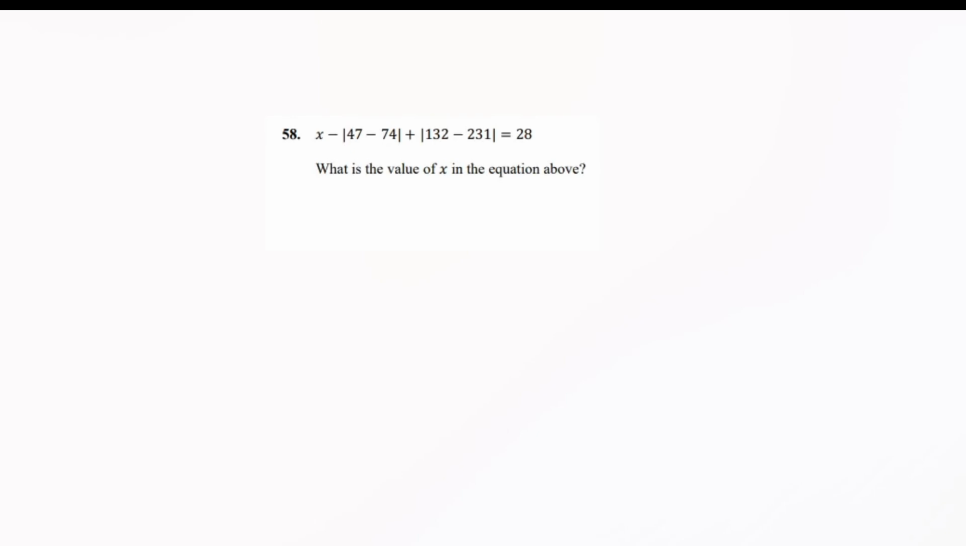Something important to note is that these things are inside of modulus symbols. That means whatever's in there has to be a positive value, right? Even if I get a negative, I have to turn it into a positive value. Okay, so let's get to solving it.